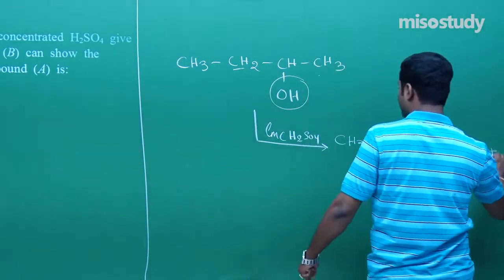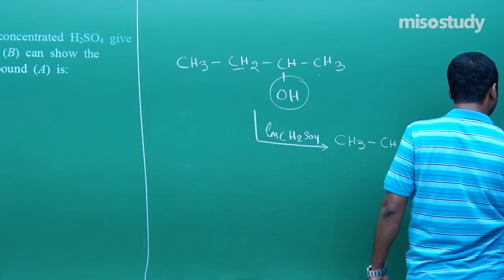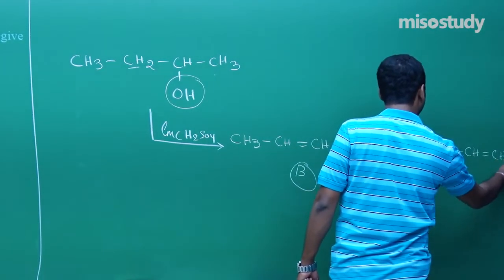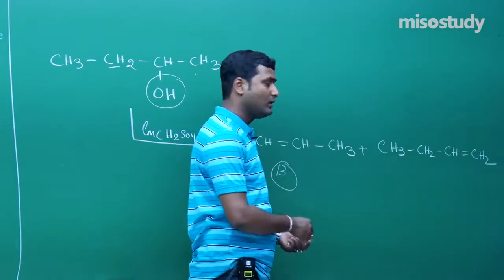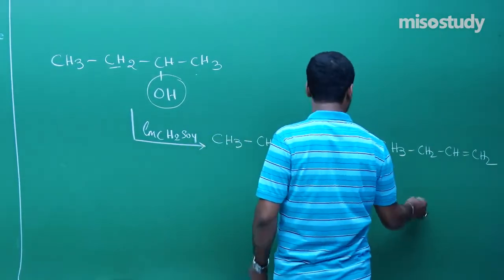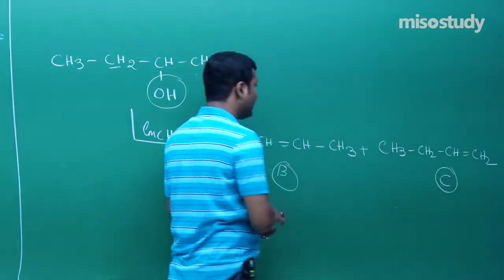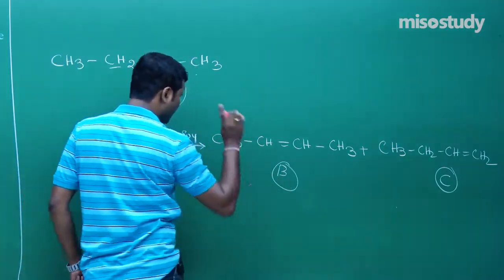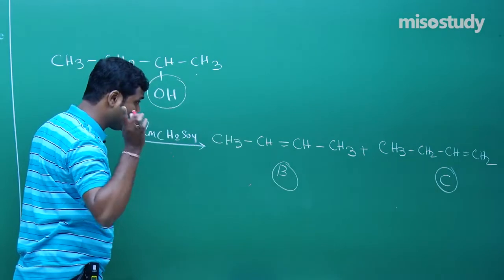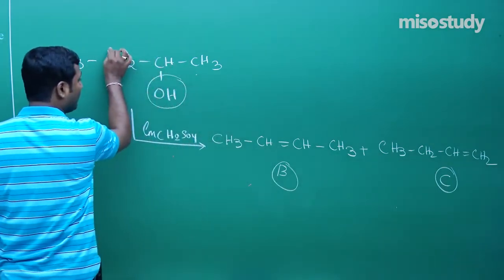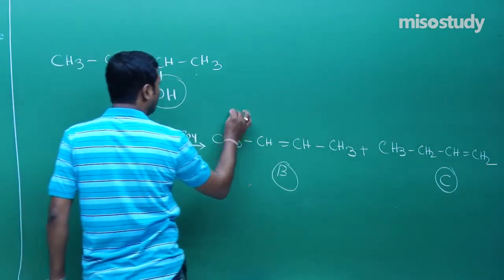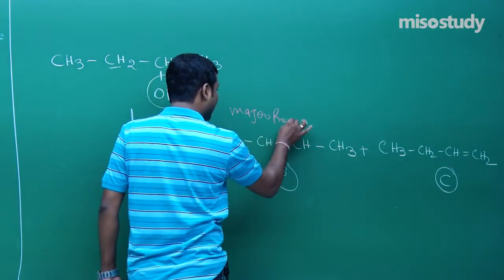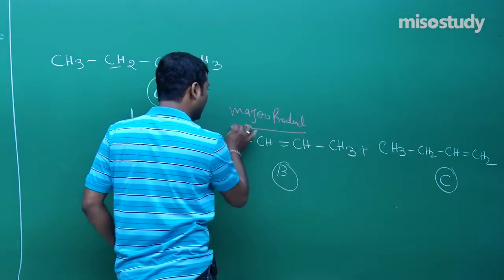Okay, now the next one is CH3. I'm moving here, check it out. CH2, CH, double bond CH2. Clear to you? This one is C. Clear? Now, as we know, I have discussed the entire mechanism. Here the probability is that this one is the major product. Remember this, and this one is the major product.